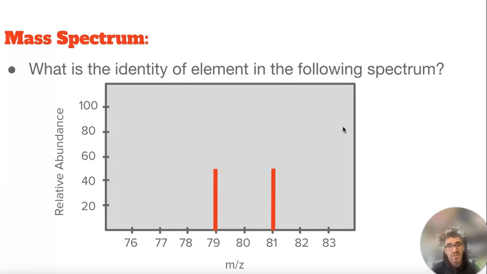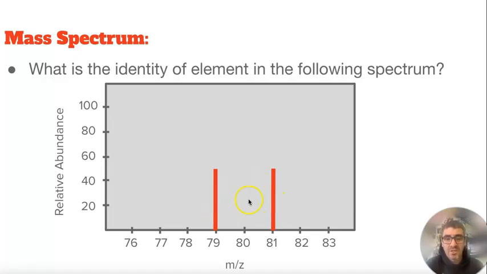As I mentioned earlier, given a mass spectrum, you should be able to identify an element. So looking at this mass spectrum and the information that you were given, what element do you think is being portrayed? Pause the video and answer the question.